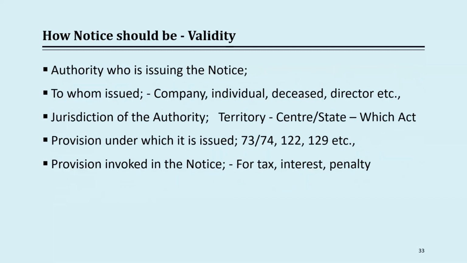So next, validity, how it has to be seen. You have to see who is the authority who has given a notice to you, whether he has the power to issue the show cause notice to you. He is the jurisdictional officer. Can he issue a notice for that issue?